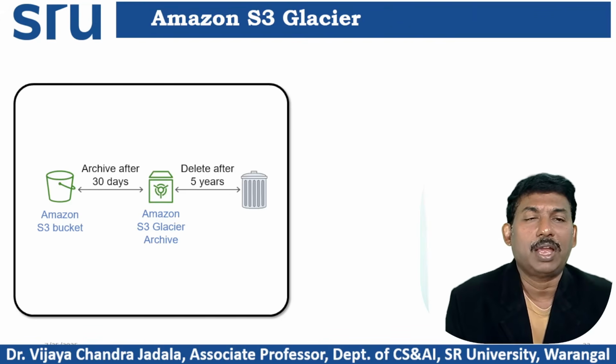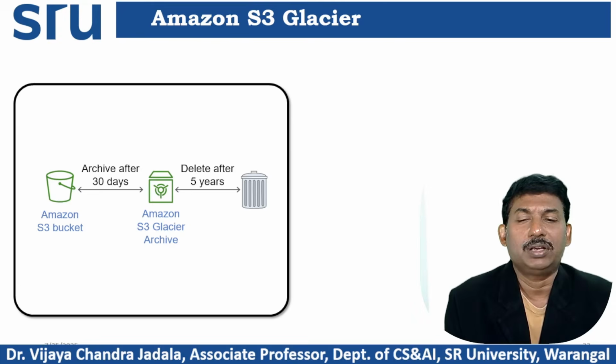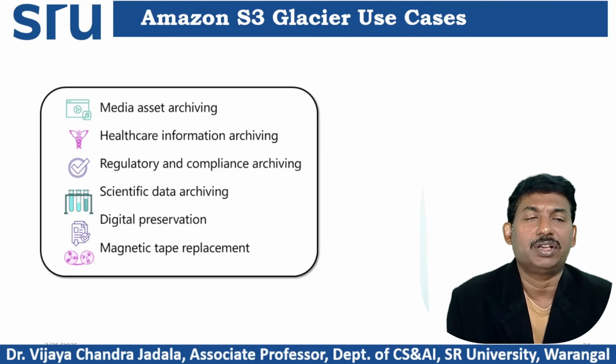Then, for Amazon S3 buckets, the data will be archived after every 30 days, and the data will be deleted forever after 5 years if it is not in use, where S3 Glacier limits its data by deleting it when it is not in use. These are the major concepts related to S3 Glacier.